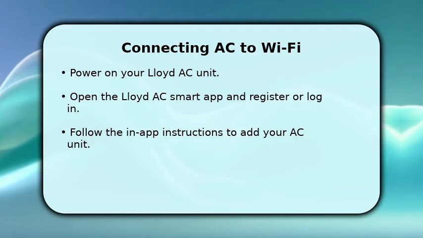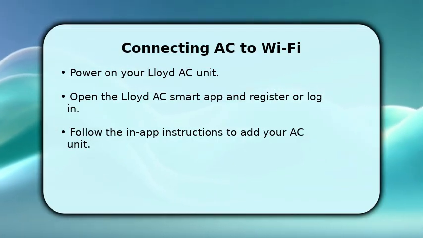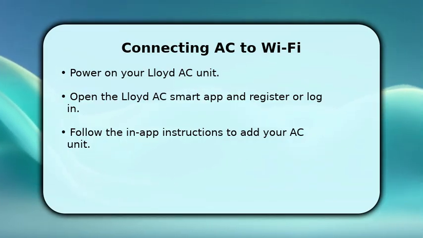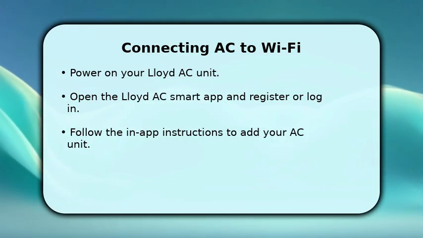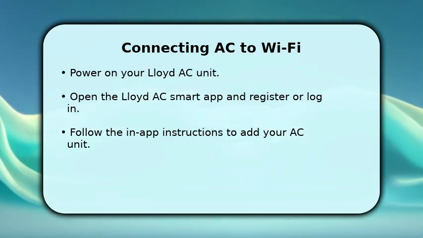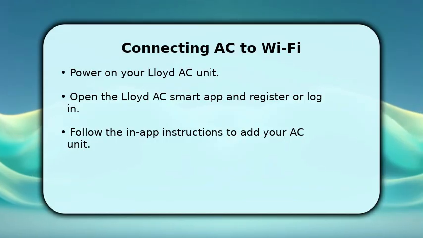Register or log in, then follow the clear, step-by-step instructions within the app to add your specific air conditioner model. You'll be prompted to enter your home Wi-Fi network's name and password. This process typically takes less than 5 minutes, establishing a secure link for remote operation.